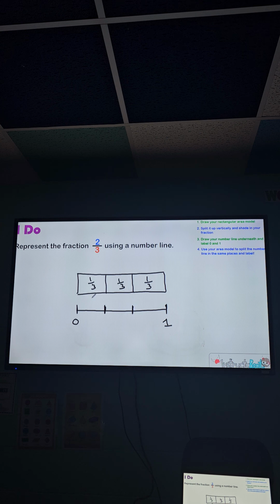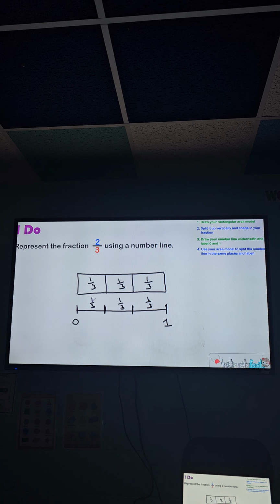And now I can see that this part is 1/3, this part is 1/3, and this part is 1/3, right? My unit fraction is the same. My 1 whole on my number line is still split into 3 equal pieces. So I'm using my knowledge that a number line is really just a smushed area model. If I can make an area model, I can make a number line, right?